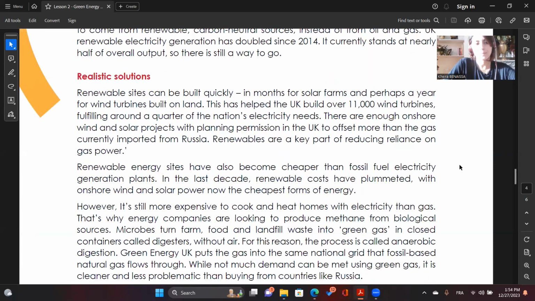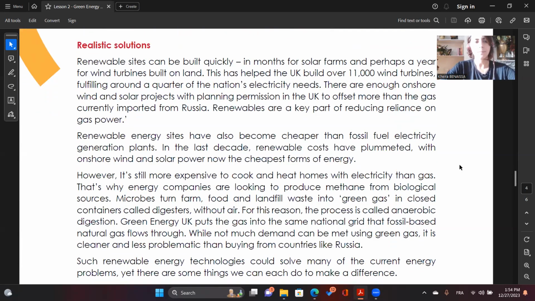Realistic solutions. Renewable sites can be built quickly, in months for solar farms and perhaps a year for wind turbines built on land. This has helped the UK build over 11,000 wind turbines, fulfilling around a quarter of the nation's electricity needs.